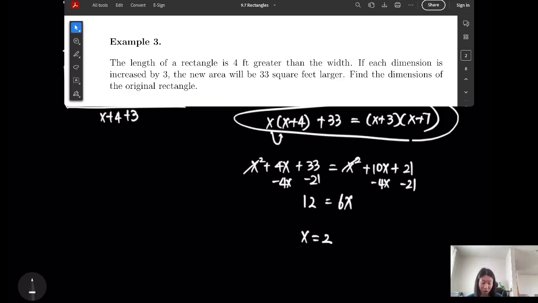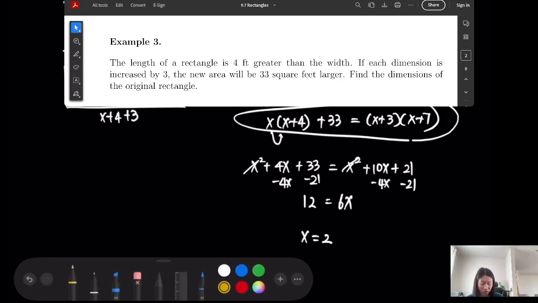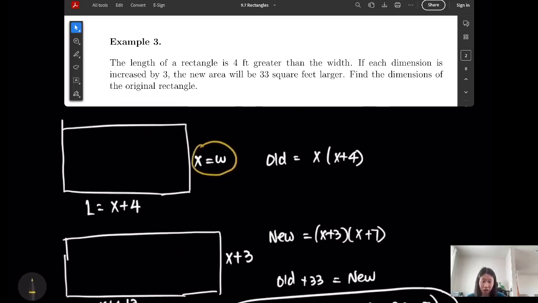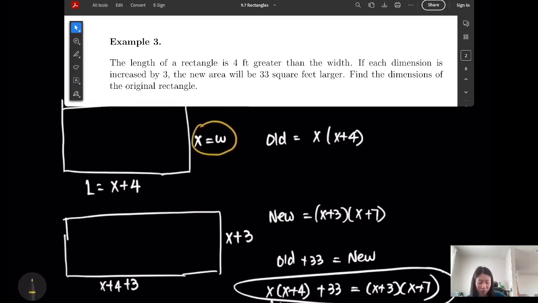Now we can find the dimensions. If x equals 2, let's go back. What's our x? x is originally the width dimension. So x equals 2, so that means the original rectangle has a width equal to 2 feet, and the length is equal to 6 feet.